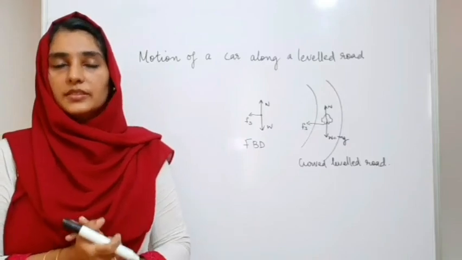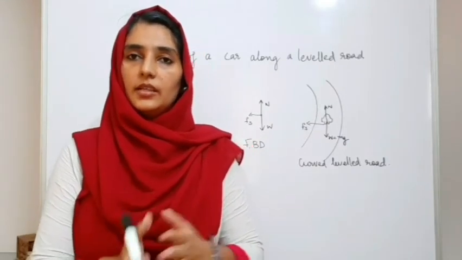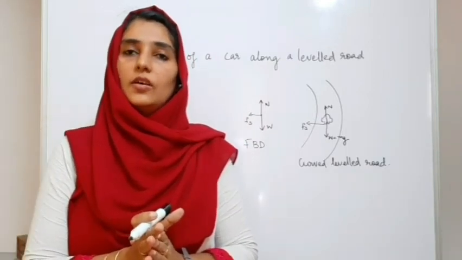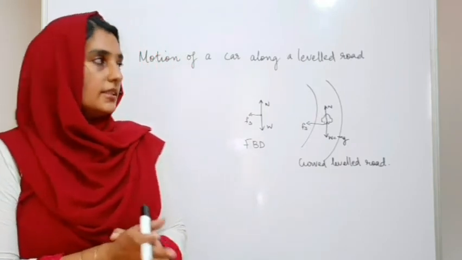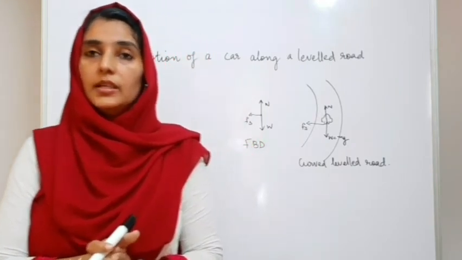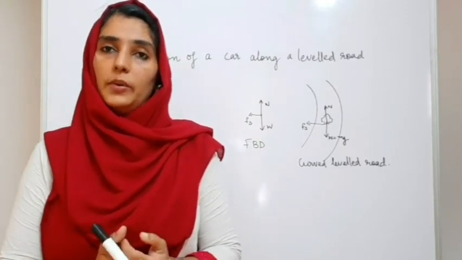And today we are going to discuss the motion of a car along a level road. That is, when a car moves along a curved level road, and in the case of a banked road. So let us see the difference. What difference does it make on the maximum speed with which a car can negotiate a curved path?